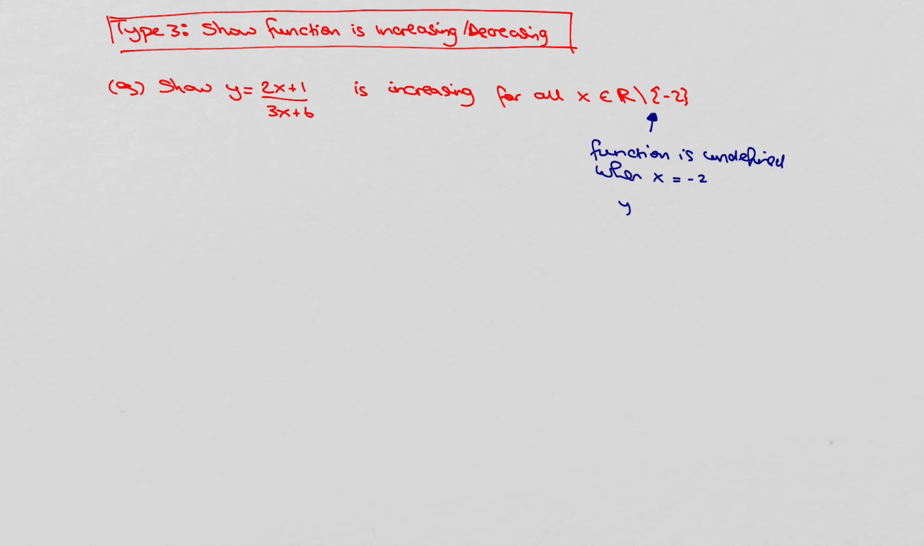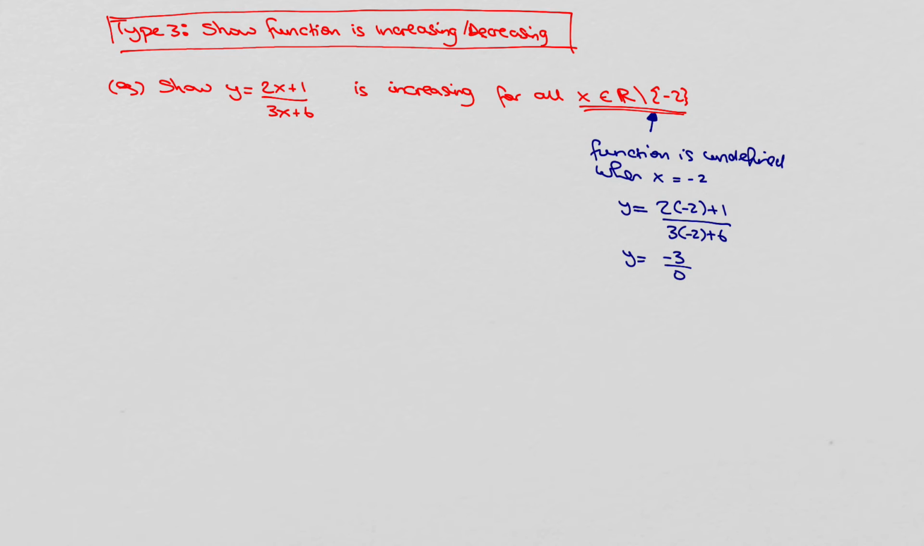In other words, if I have minus 2 times 2 plus 1, and on the bottom I have 3 times minus 2 plus 6, well, what I end up with is minus 4 plus 1, which is minus 3, but on the denominator we end up with 0, and that is undefined. So that's all this little bit up here is saying. That's the fine print. So we can't have x equals minus 2 as an answer.